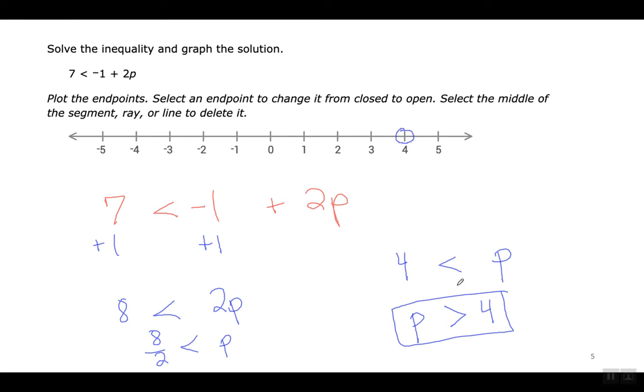All right, so it cannot equal 4, so I'm not going to shade inside the circle. And since P is a number, I do not know what it is, but it's bigger than 4. All the numbers possible that are bigger than 4 are to the right. So I got to shade to the right.